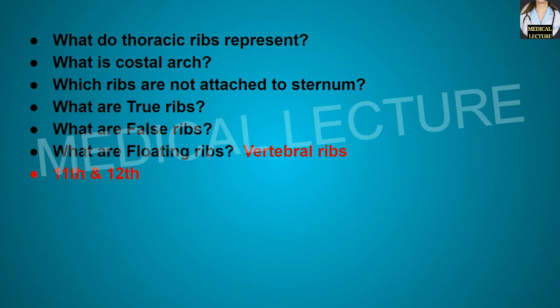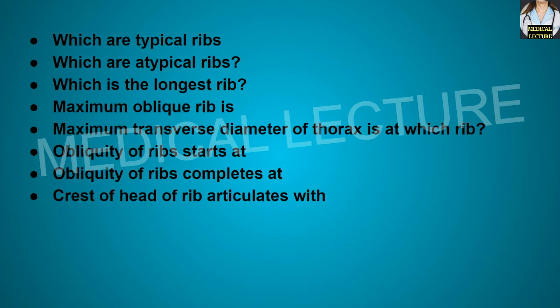Why are they called floating ribs? Because the last 2 false ribs or the floating ribs usually have no ventral attachment to anchor them in the front, and so they are called the floating ribs. 11th and 12th pair. Which are the typical ribs? 3rd to 9th are the typical ribs. Which are atypical ribs? Of course the remaining ones, that means 1, 2, 10, 11 and 12.